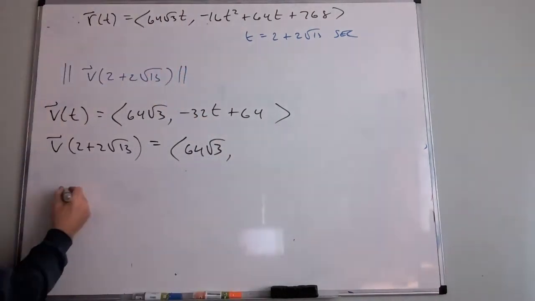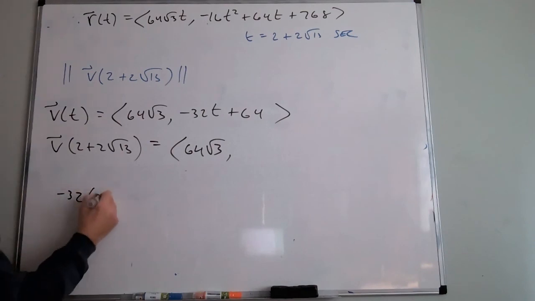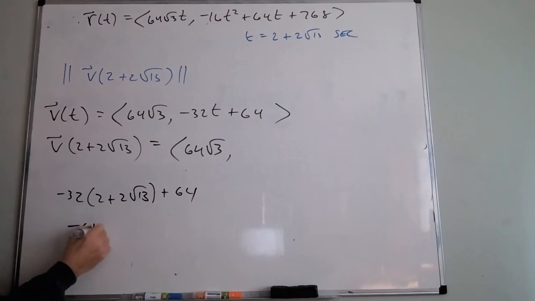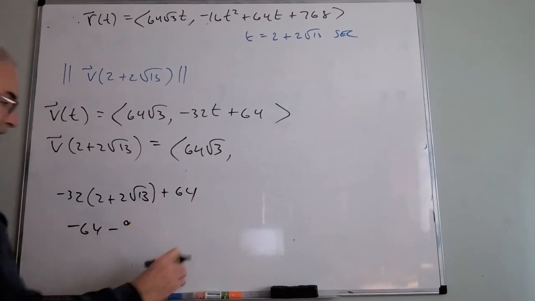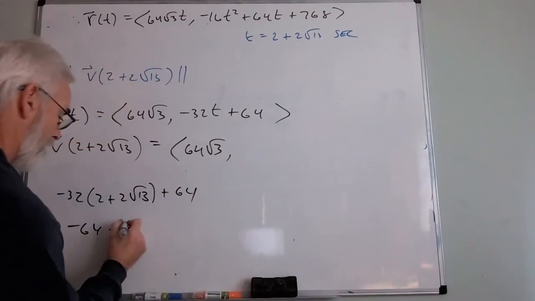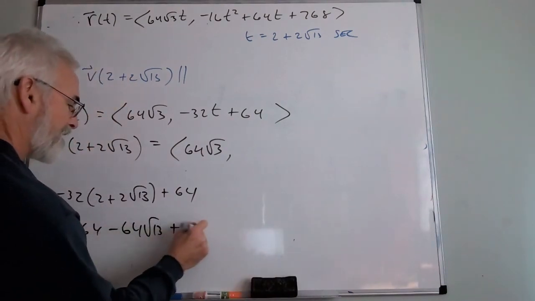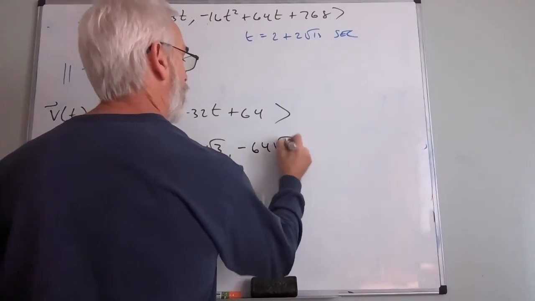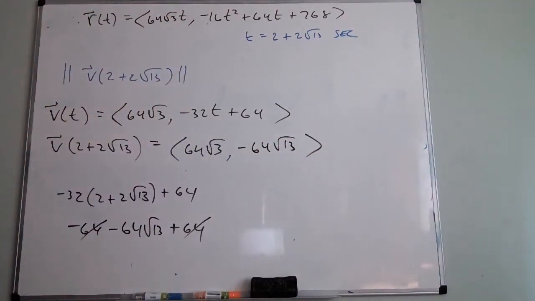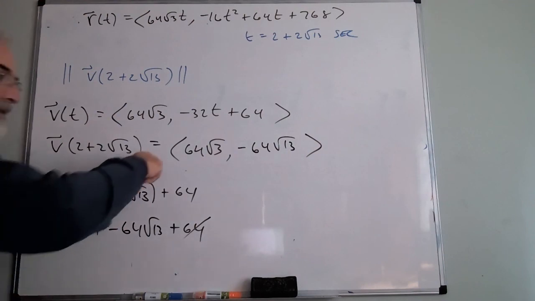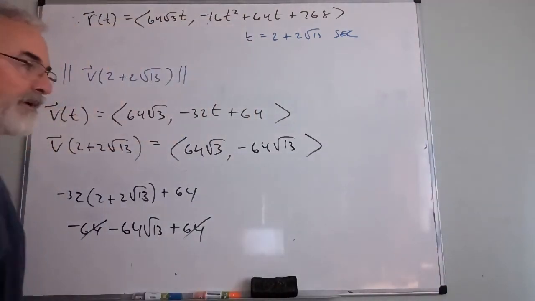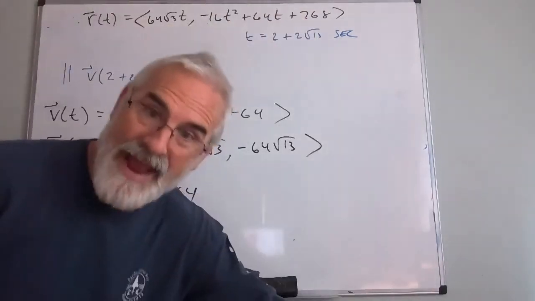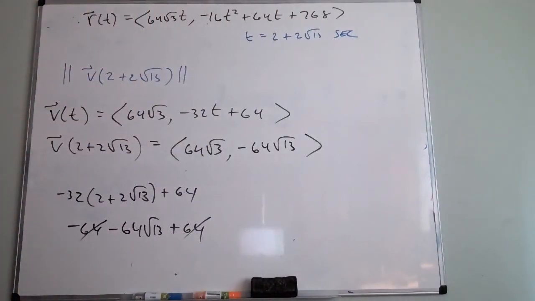So when I multiply, let's do this off to the side: negative 32 times 2 plus 2 root 13, plus 64. That would be negative 64, negative 64 root 13, plus 64. Oh, it canceled. So this will be negative 64 root 13. Notice the horizontal speed is constant, so forevermore it's moving in that direction at a constant speed. Notice the vertical is negative, because I'm going down, and I'm going down really, really fast.